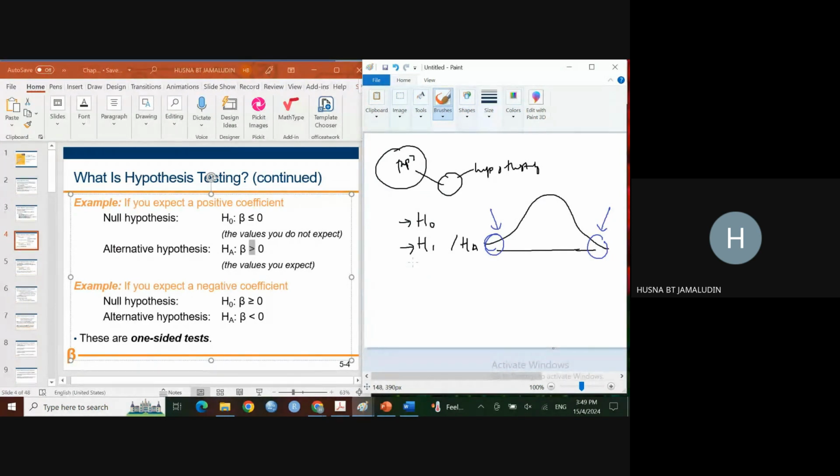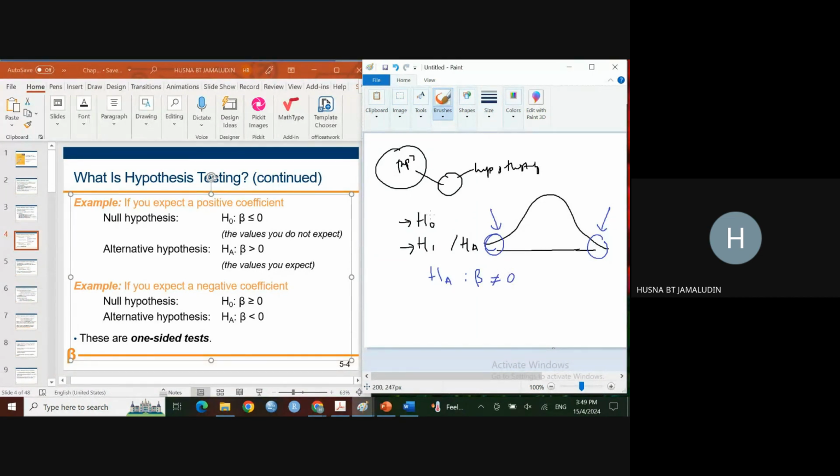Okay, and how does it look like? Of course, your H1 or HA will be beta. What is the sign for a two-sided test? Beta not equal to 0.